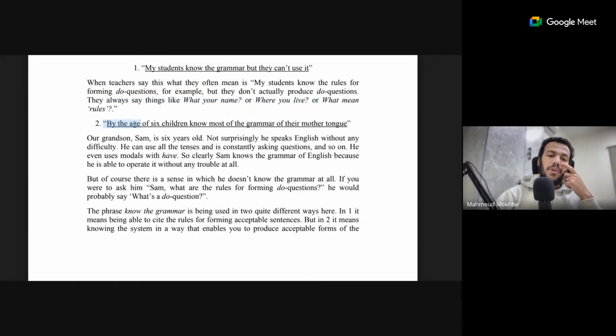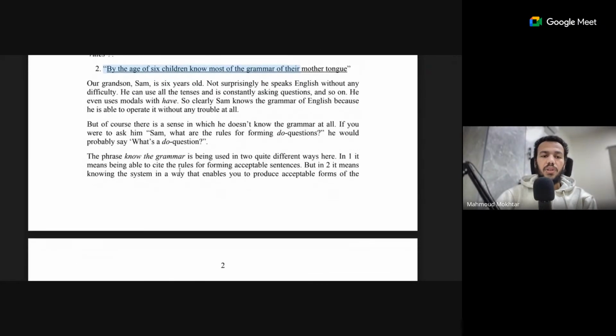Quotation two. By the age of 6, children know most of the grammar of their mother tongue. Our grandson, Sam, is 6 years old. Not surprisingly, he speaks English without any difficulty. He can use all the tenses and is constantly asking questions and so on. He even uses modals with have. So clearly Sam knows the grammar of English because he's able to operate it without any trouble at all. Good.